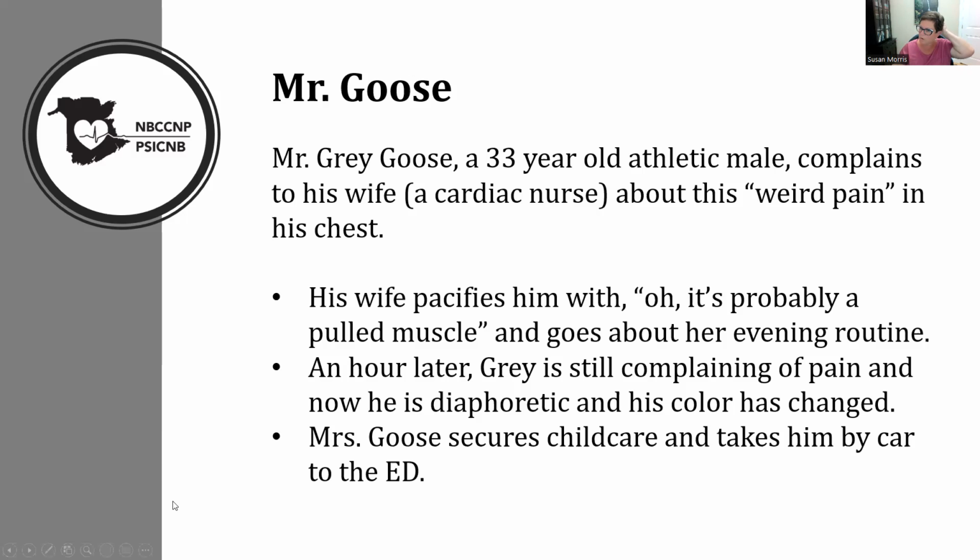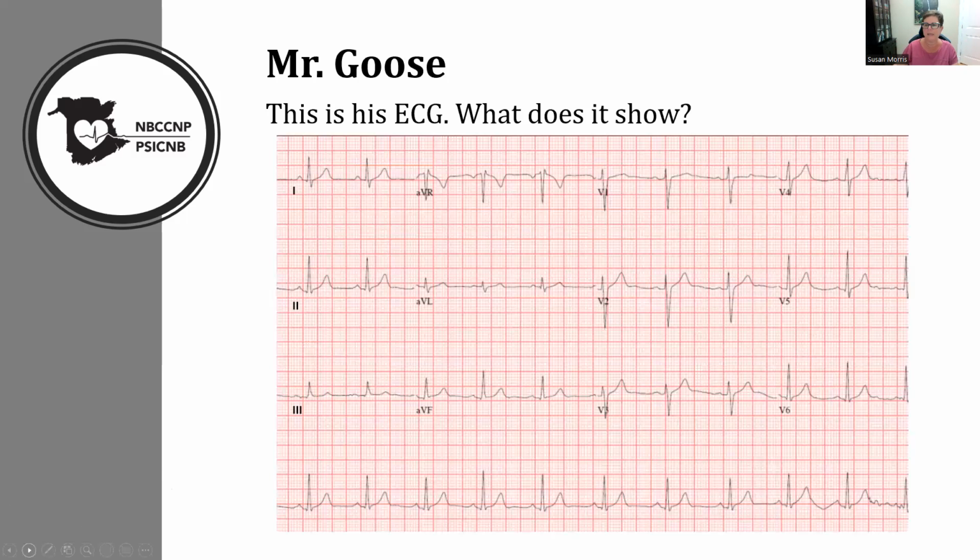An hour later, Mr. Gray is still complaining of pain. And now he's not looking as great as he had been. He's a little diaphoretic and his color is a little gray. So his wife decides that he needs to go to the emergency department. So off they go. Here is his ECG that is really non-diagnostic. He's a 33-year-old man, might have some early repolarization changes in V2 and V3, but it's non-diagnostic. There's nothing exciting about it.